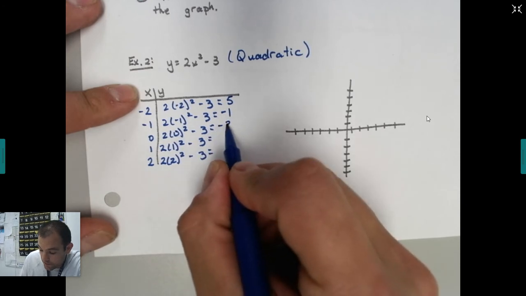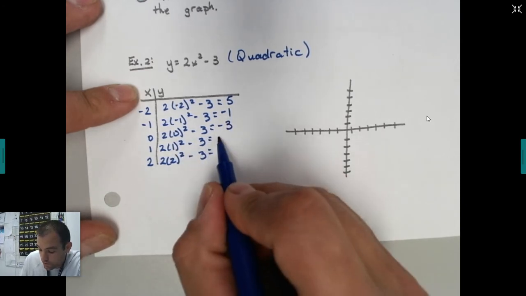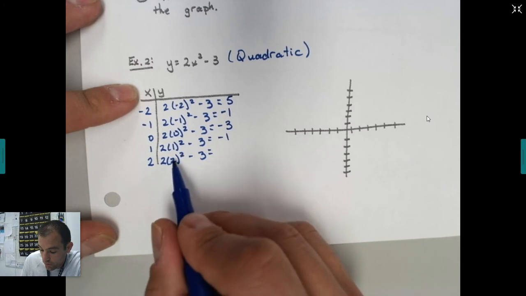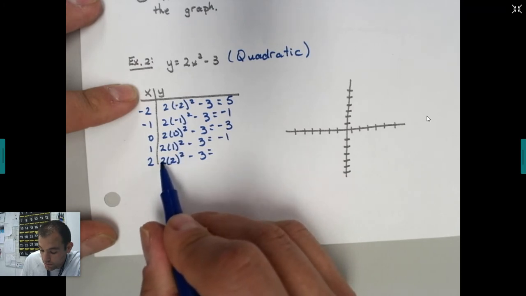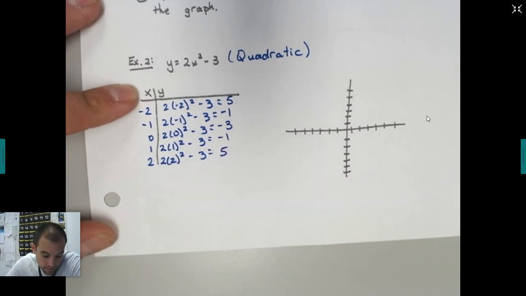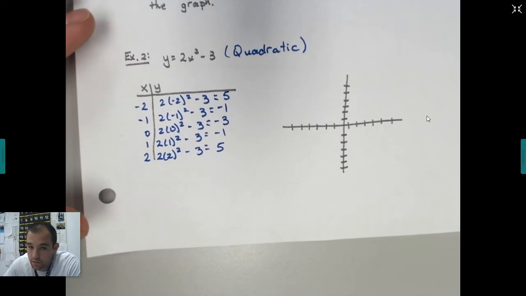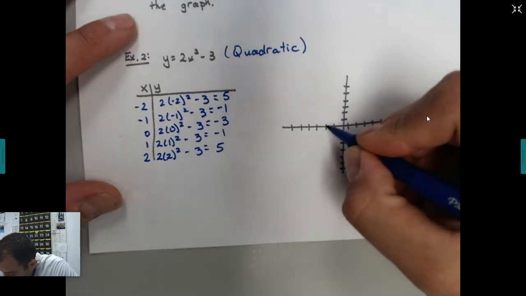0 minus 3 is -3. 2 minus 3 is -1. 4 times 2 is 8, minus 3 is 5. So I got my points. So -2, 5.